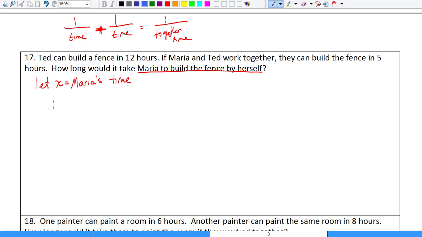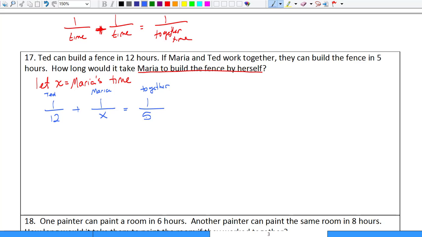Now we're going to set our equation. I know it's 1 over plus 1 over equals 1 over. Okay, so we have Ted, Maria, and together. So I'm just going to label some of these. We'll call the first one Ted, the second one Maria. The together is always going to be on the other side of the equal sign. Okay, so Ted's time, that's 1 over 12, plus Maria's time. Well, that's the thing we don't know, so that's going to be 1 over x, equals 1 over the together time, which in this case is 5.